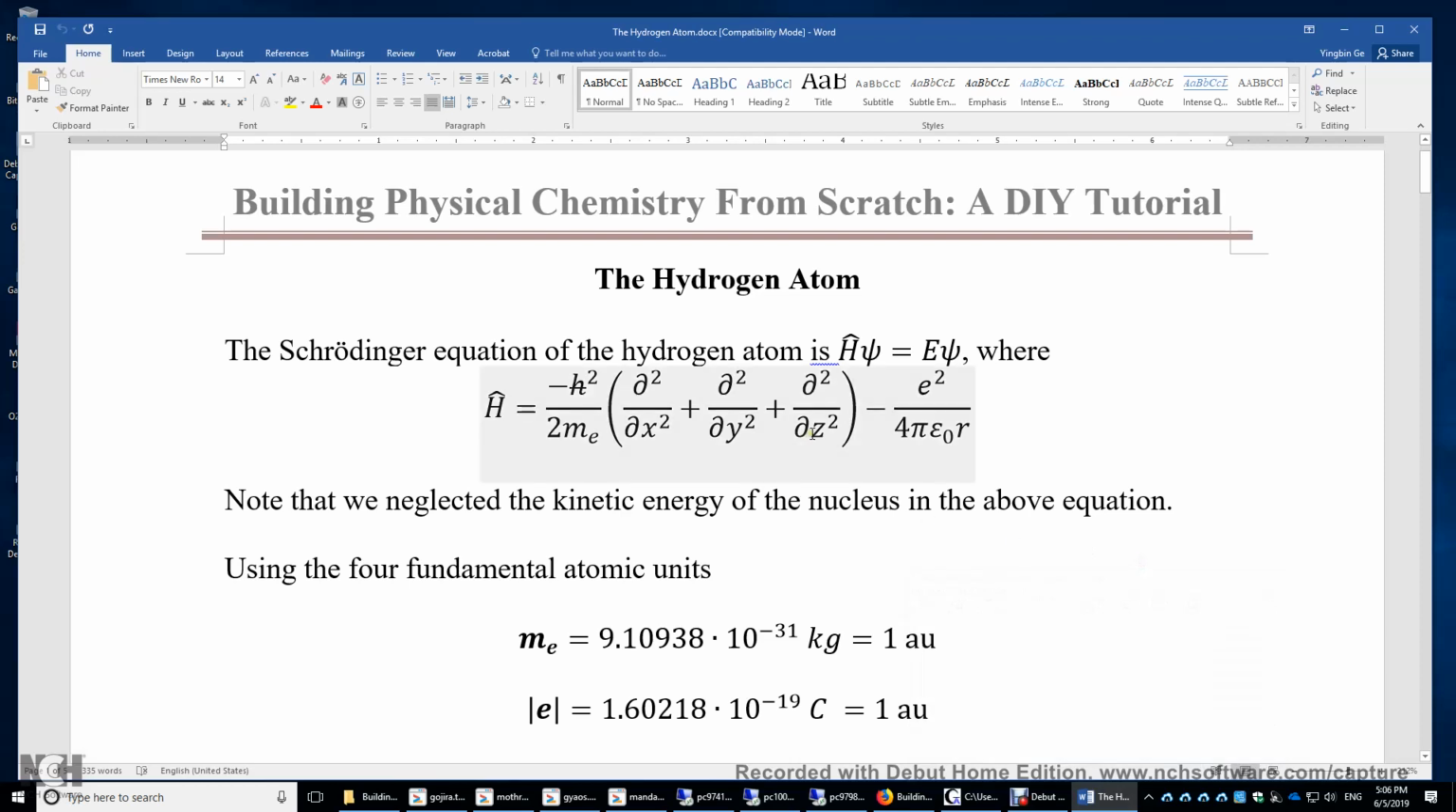In this video, I will solve the Schrodinger equation H psi equals E psi for the hydrogen atom. The Hamiltonian H is the sum of the kinetic energy operator and the potential energy operator. In the hydrogen atom, there's attraction between the electron and the nucleus right here. The kinetic energy operator is for the electron, therefore you have the mass of the electron here. We neglect the kinetic energy of the nucleus in this Schrodinger equation.